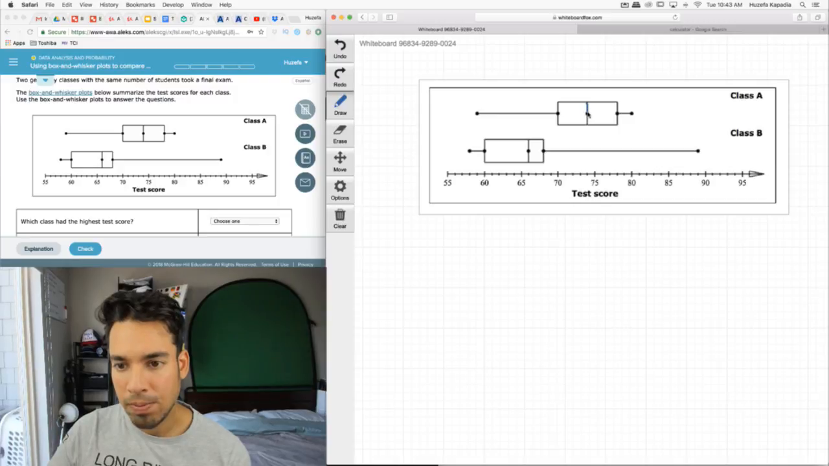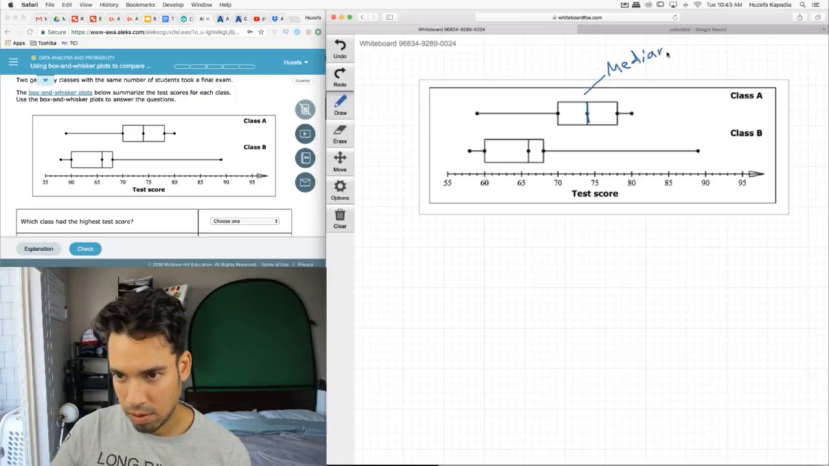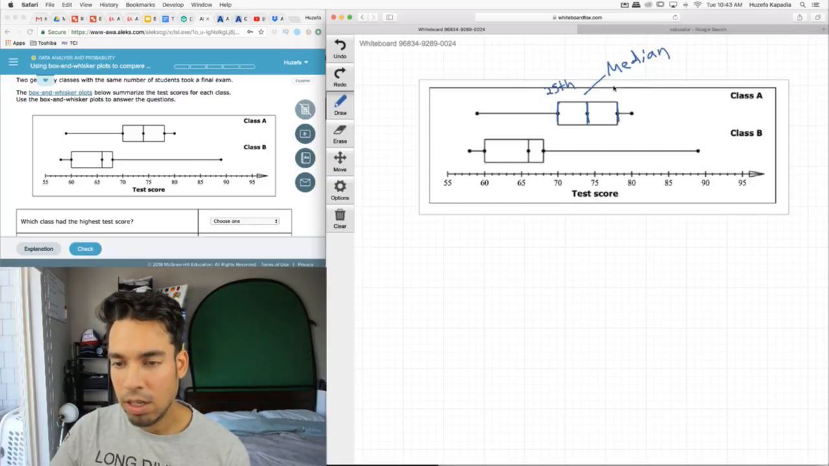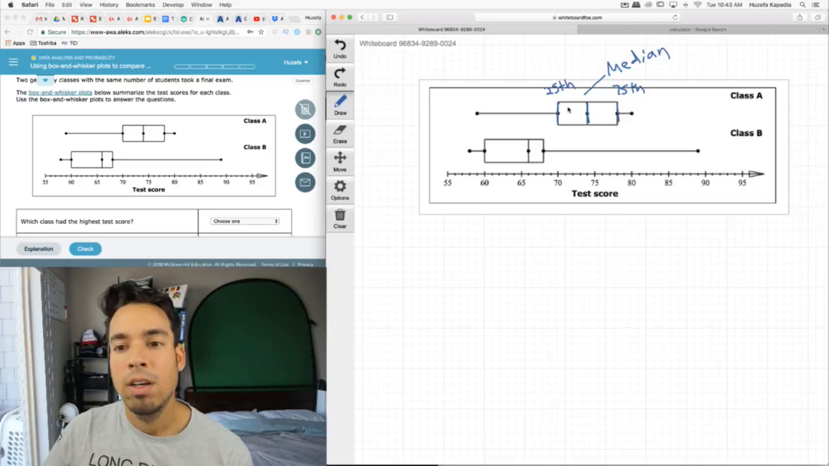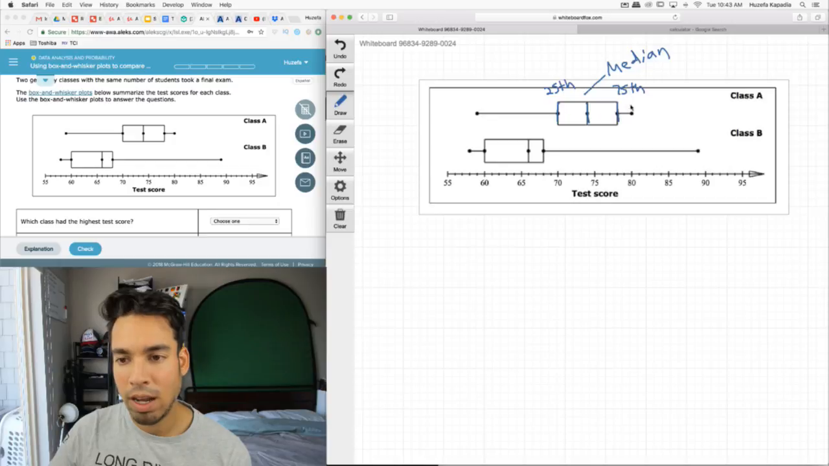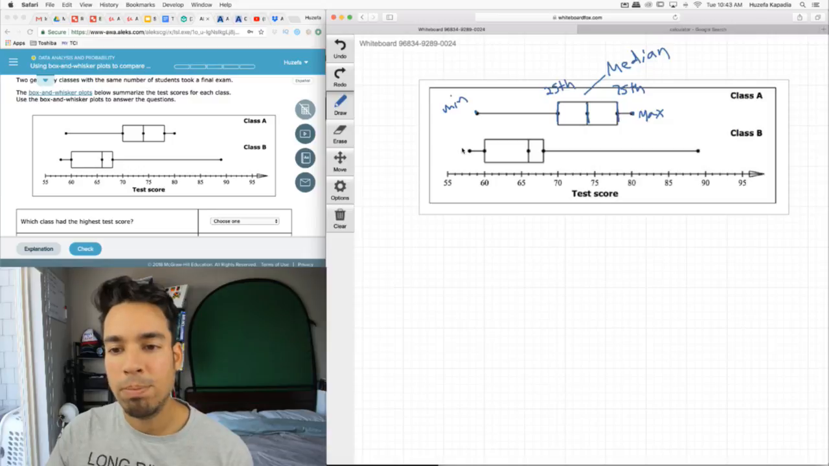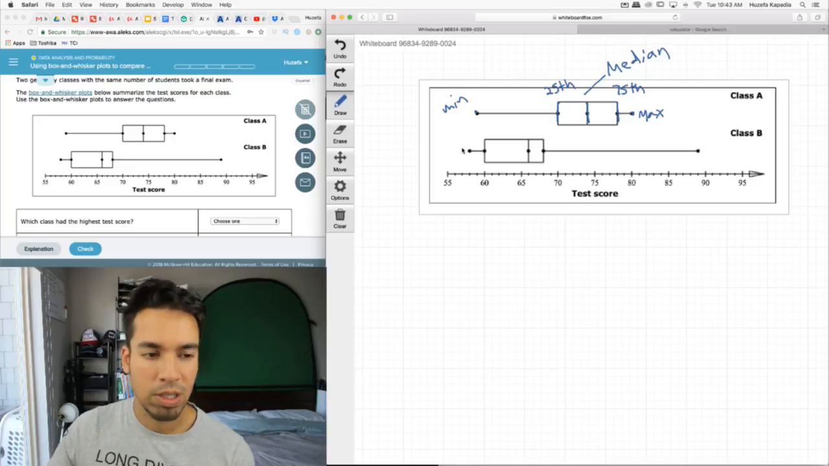This center line right here for both of these is the median. The ends of this box are the 25th percentile and the 75th percentile, meaning at this point, everything to the left is in the bottom 25th percentile. Everything to the right is in the upper 25th percentile. And then this is the max score, the highest that anybody got. This is the min score. So that's what a box and whisker plot tells you. Those are all the pieces of information.